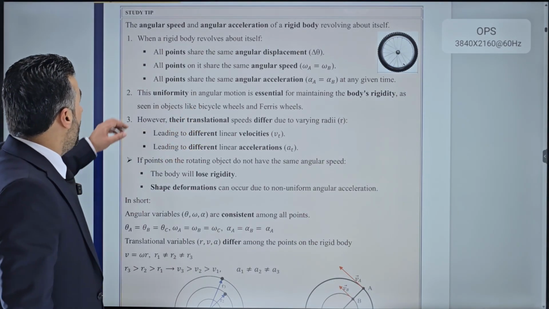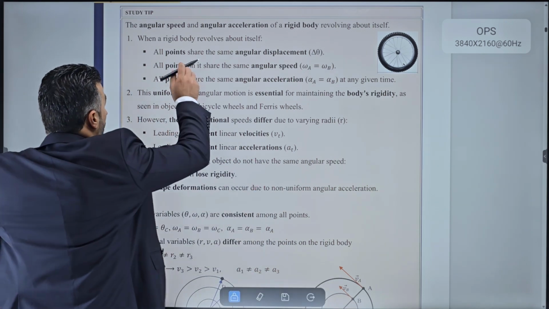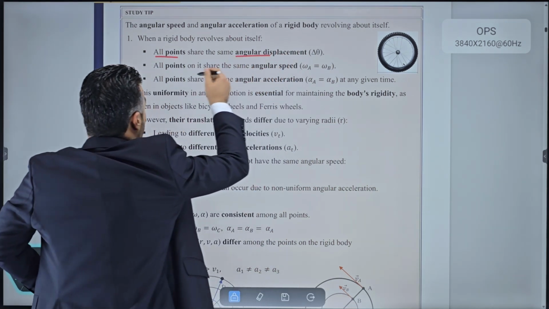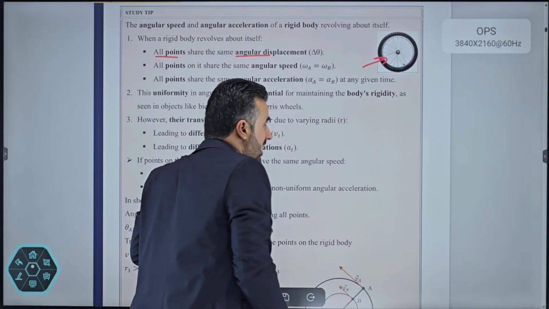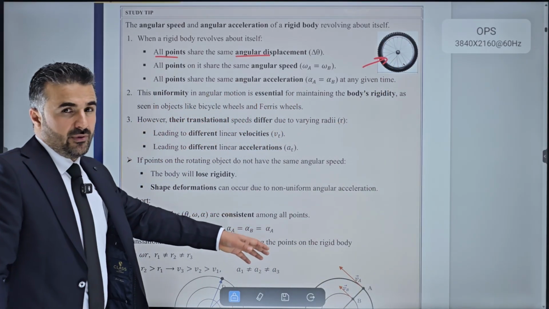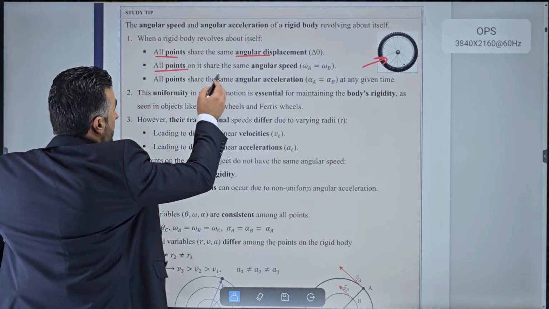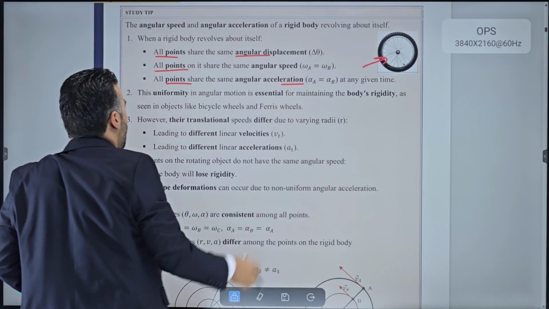We'll say, when a rigid body revolves about itself, remember this, all points share the same angular displacement, delta theta. All the points here, for example. No matter how many points you take, here we took 2 points, or you can take 3 points, doesn't matter. We can also say all points share the same angular speed. All the points share the same angular acceleration.